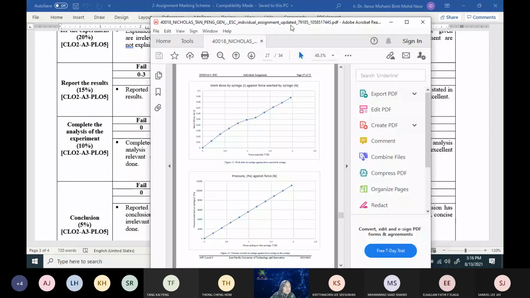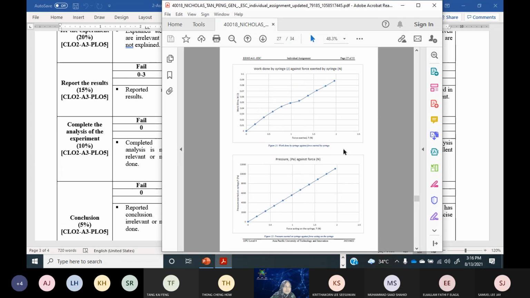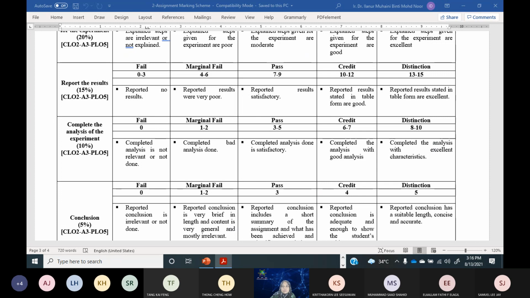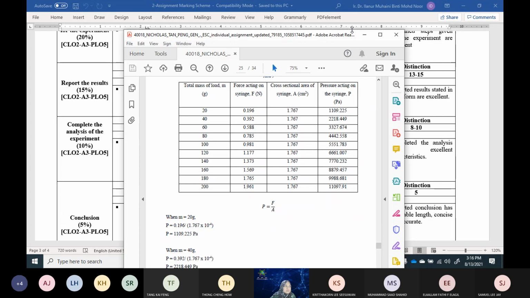Okay, the other graph can be like this: work done by string against force exerted by string. The graph generated is also from the Excel. Okay, after that, calculation. For example, the result is like this.